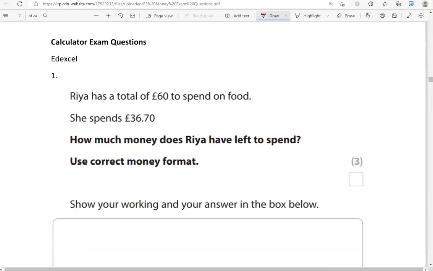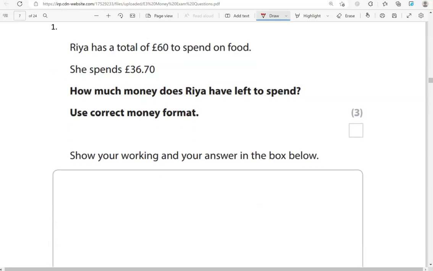We now move into the calculator questions. Ria has a total of £60 to spend on food. She spends £36.70. How much money does Ria have left to spend? Use correct money format. Show your working and your answer in the box below. So we're going to do 60 take away £36.70.